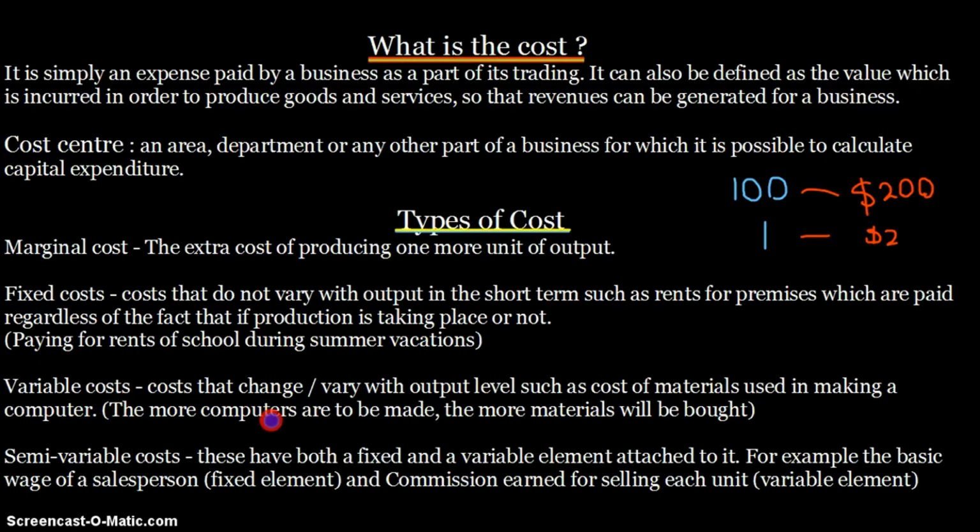These are costs that change or vary with output level, such as the cost of materials used in making a computer. So you can say the more computers you have to make, the more materials will be bought, of course, and that means you are taking in more costs. So these two are opposite in nature. Fixed costs do not increase or decrease with the level of output in the short term, for a certain period of time. But variable costs, they do change.